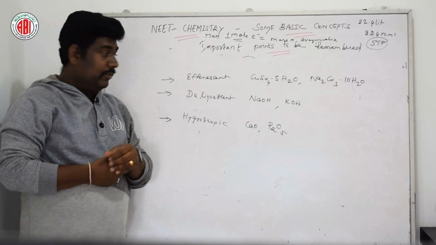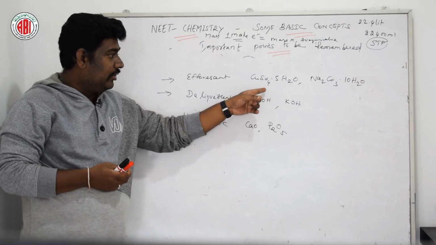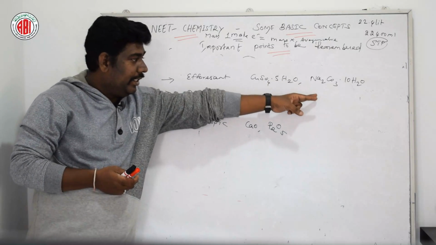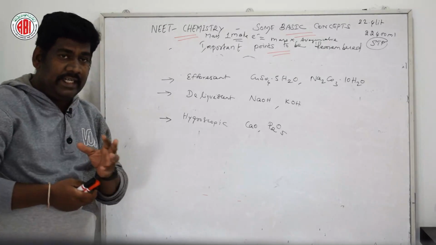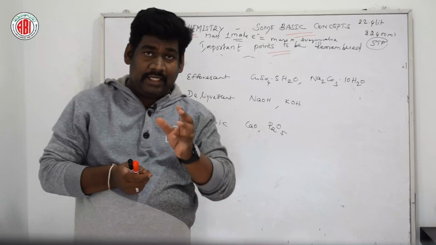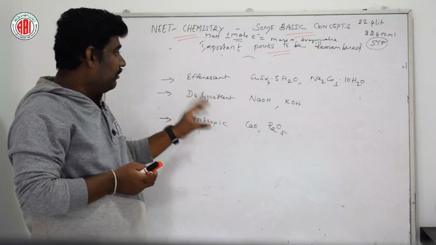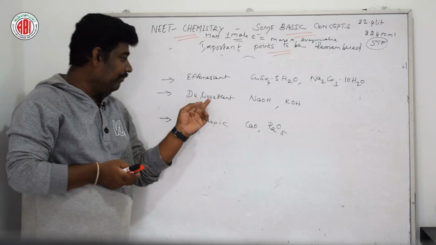And when we are discussing efflorescent substances, substances like CuSO4·5H2O and Na2CO3·10H2O are examples. They have the tendency to lose water to the air. This kind of property is called efflorescence, and these kinds of substances are called efflorescent substances. And the next one is about deliquescent substances.